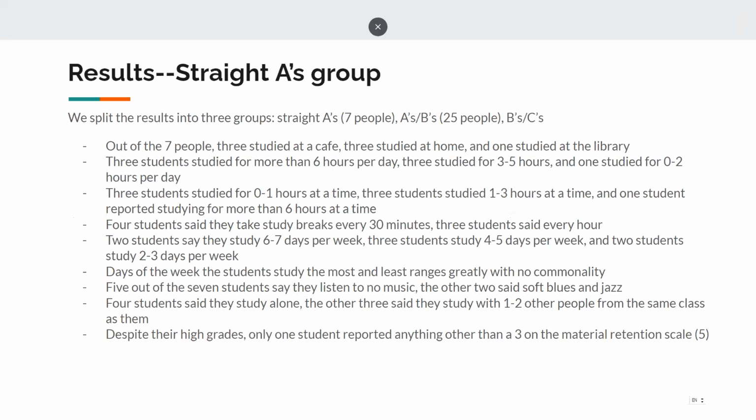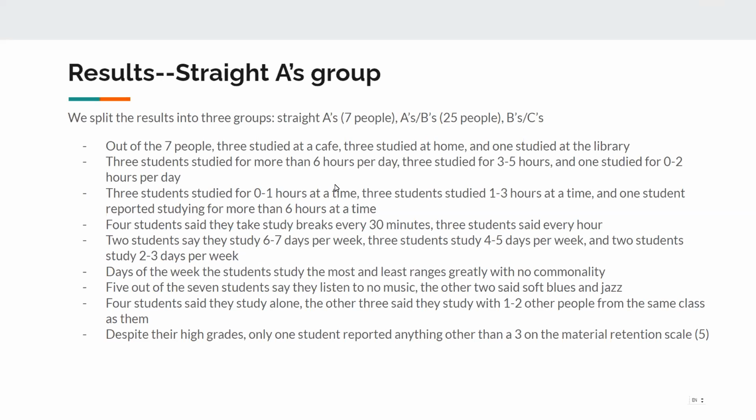So for our results, first of all, we surveyed about 50 students, but some of them answered that they weren't Kiamyang University students. So we took out those results since our results are specifically helpful towards Kiamyang University students. With our results, we split them into 3 groups: students who got straight A's, which was 7 people, students who got A's and B's, 25 people, and the remaining was people who got B's and C's.